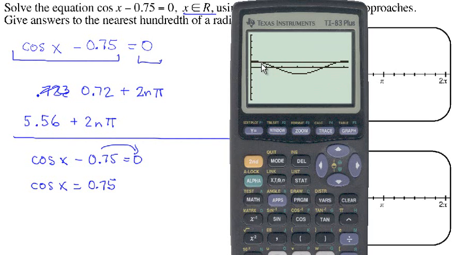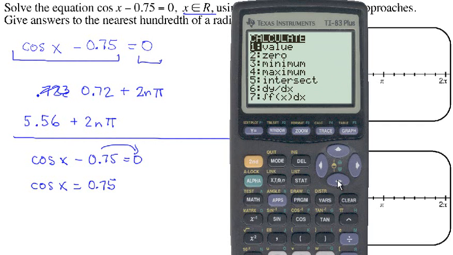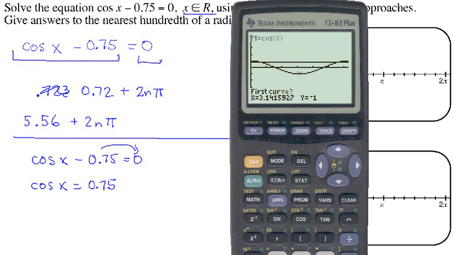And again, we can see there's going to be a crossing point right about there, and a second crossing point over here. To find those, second trace, this time we want to find where the two curves cross, or where they intersect. So intersect is the option you want. There aren't any left or right bounds this time. It just says, is this the first curve, cosine x? Yes, it is. It says, is this the second curve? Yes, it is. These seem like silly questions, but if you had more than two curves on the screen, it becomes important for the calculator to check.